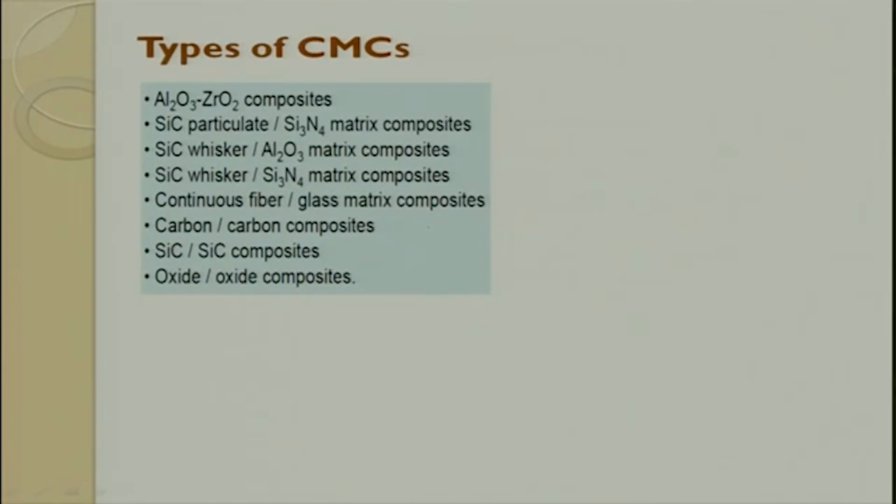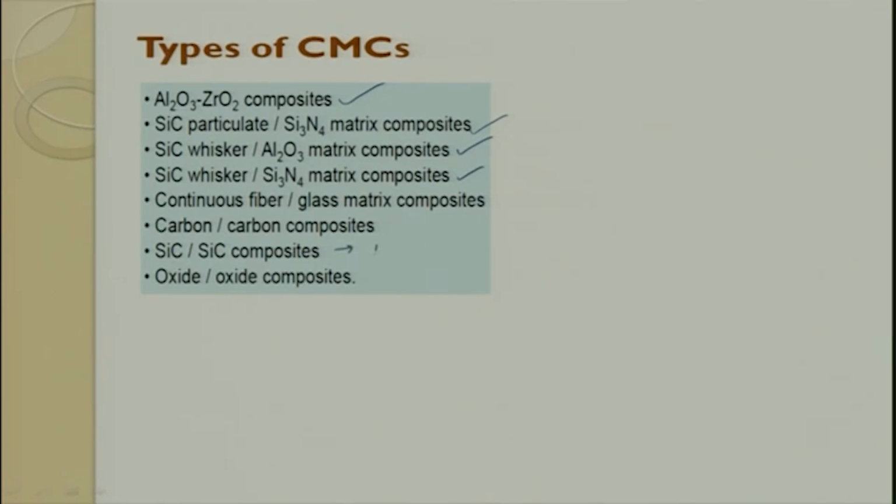So, there are different types of ceramics: alumina and zirconium oxide ceramics. SiC particulate reinforced in silicon nitride, again a cutting tool usage. Then alumina and SiC, which is whisker. The first one was particulate, this was whisker. Then you have continuous fiber. Then carbon-carbon composite is there.